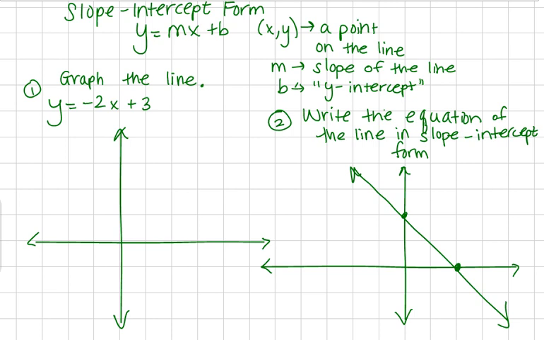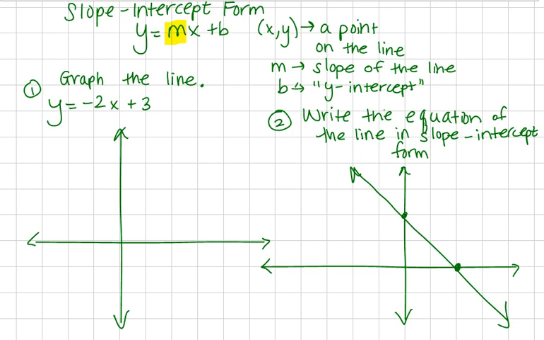Today I'm going to talk about slope-intercept form. It is y equals mx plus b, where the x and the y in the formula is a point on the line. The m in the formula is the slope of the line.